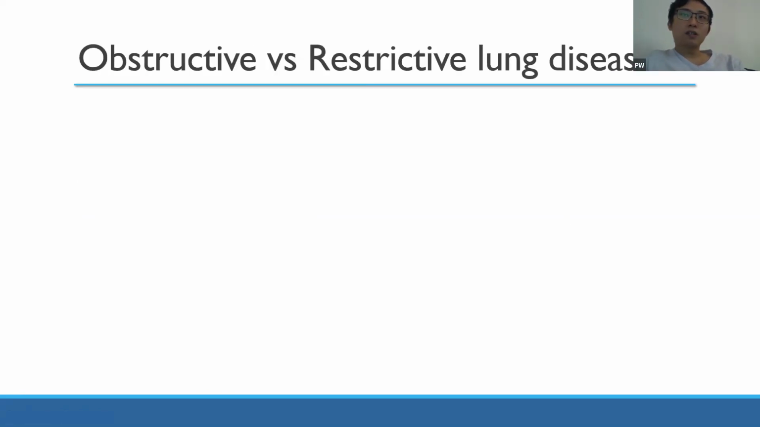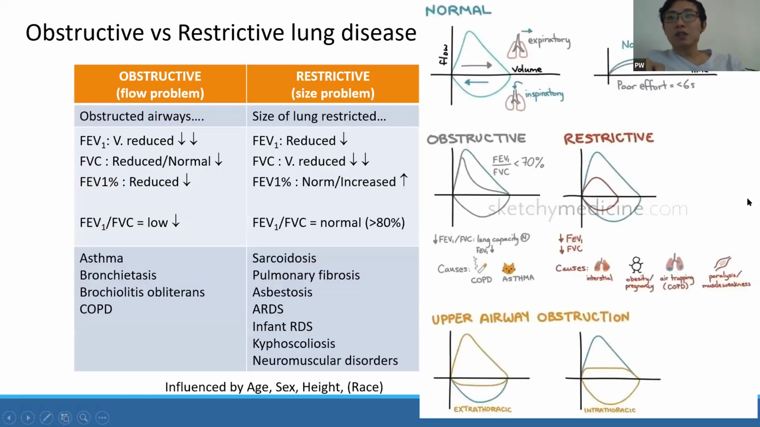So we're going to talk about some obstructive versus restrictive lung diseases. First of all, all of these diseases present somewhat clinically similarly in that you're going to get people with chronic shortness of breath, lots of exacerbating factors, and also some episodes of acute shortness of breath.